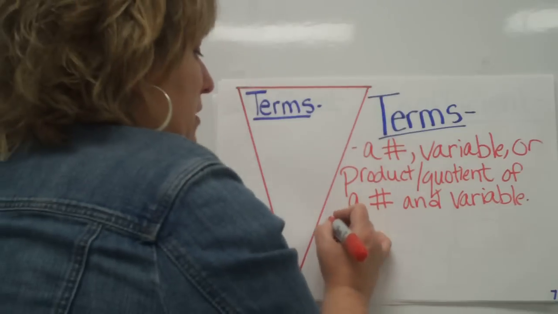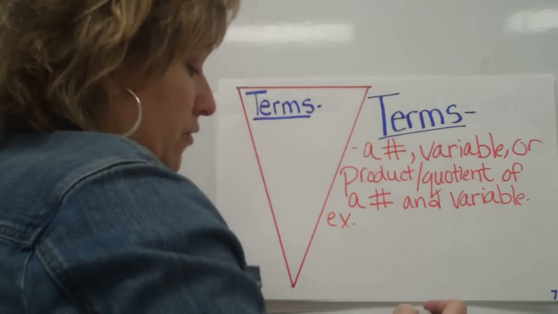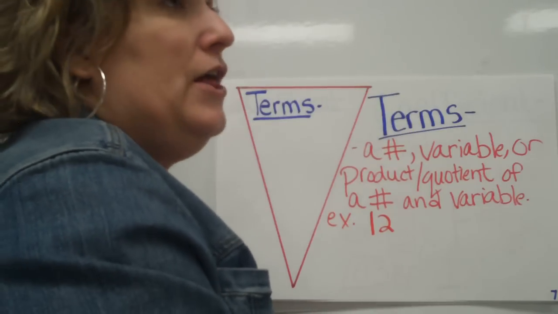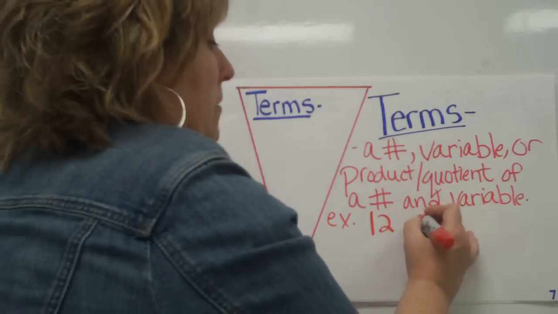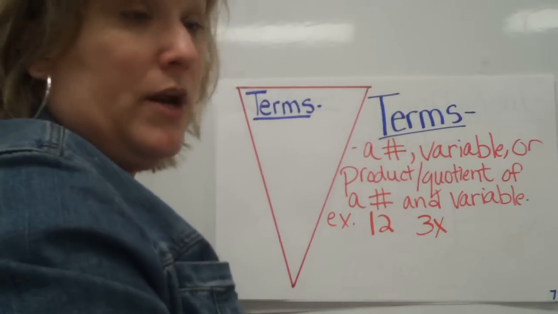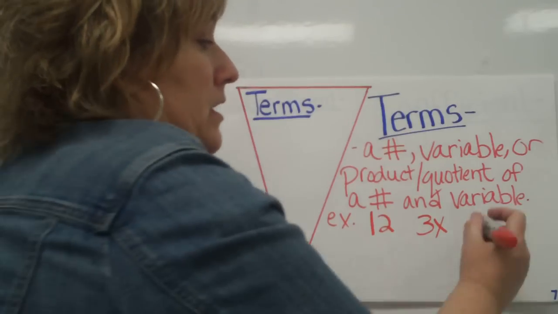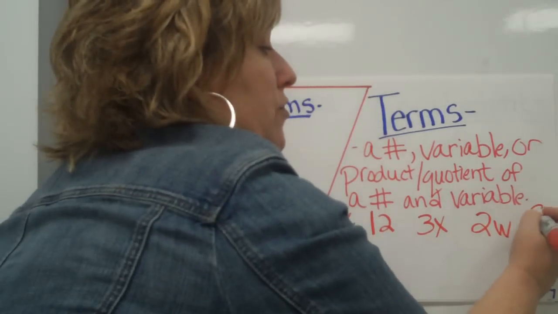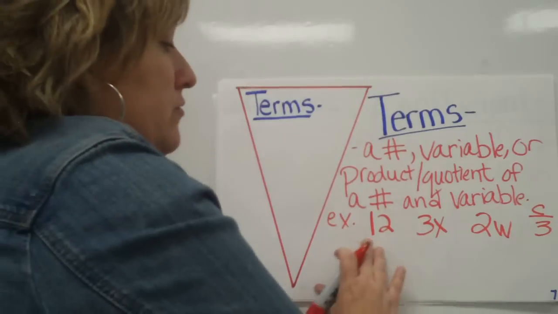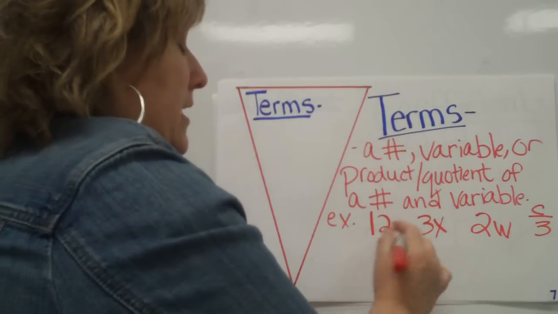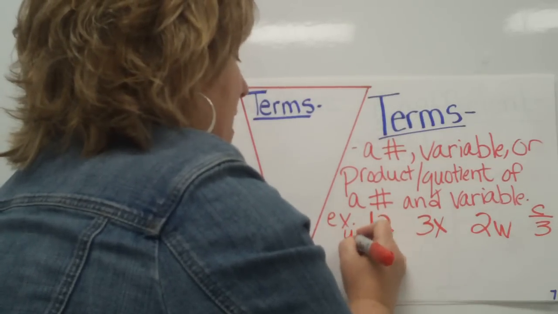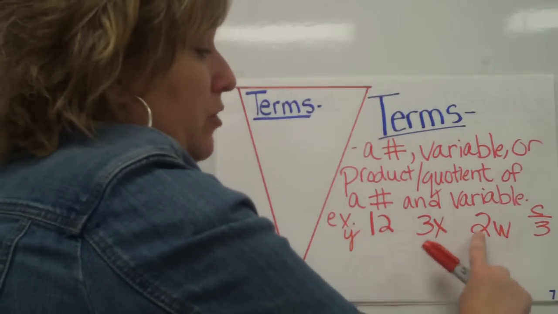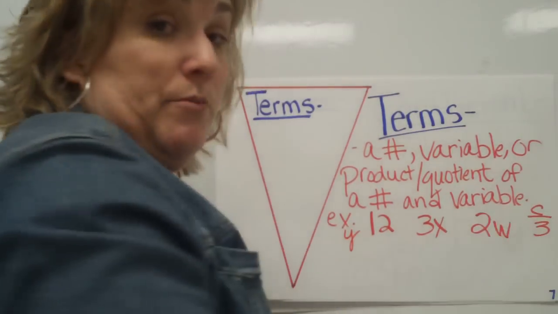And let me just give you some examples because that gets a little complicated. For example, 12 is a term. If you have 12 plus 3x, 12 would be a term. 3x would be one of the terms in the example I just gave you. 2w would be a term. C over 3 would be a term. All of those are terms. It's a number. It could be a variable. Let me put a variable in here, let's put y in here. It could be a number, a variable. It could be a product of a number and a variable, or it could be a quotient of a number and a variable.